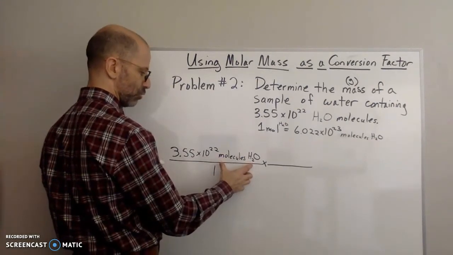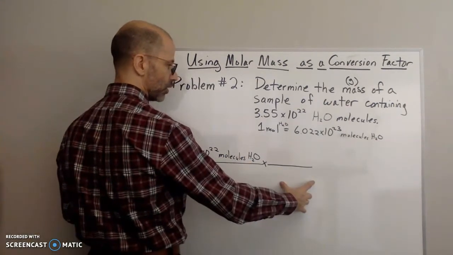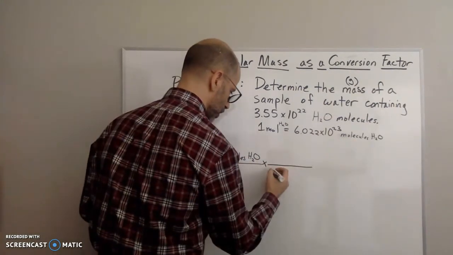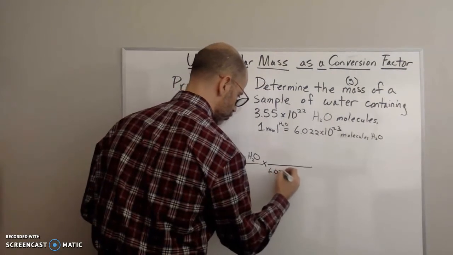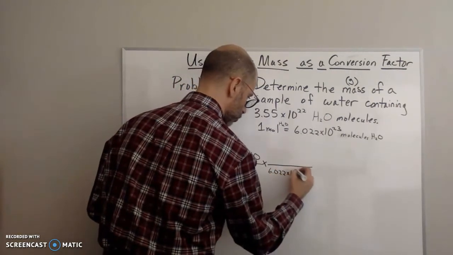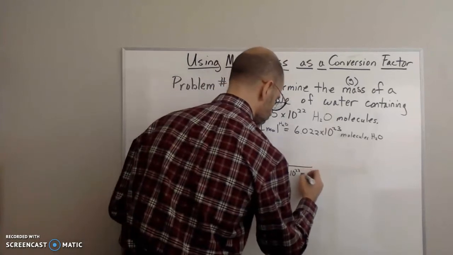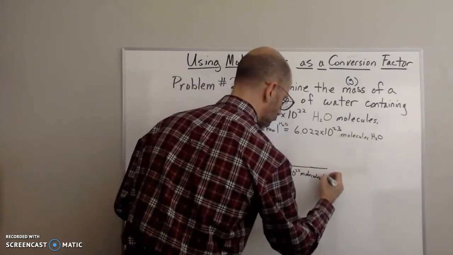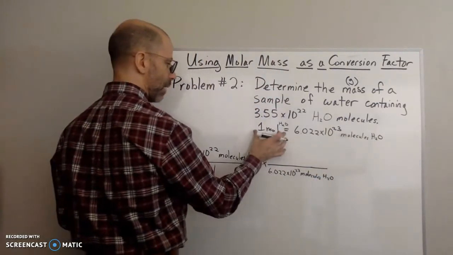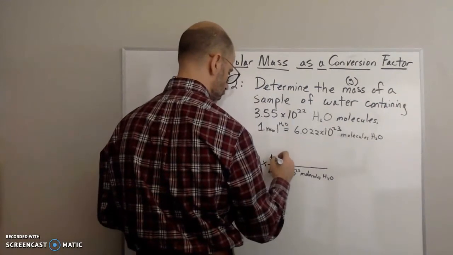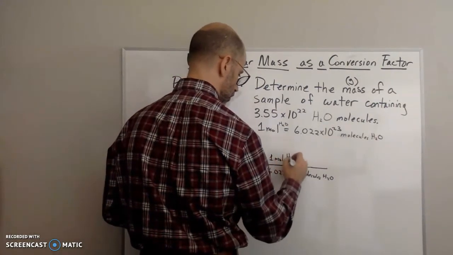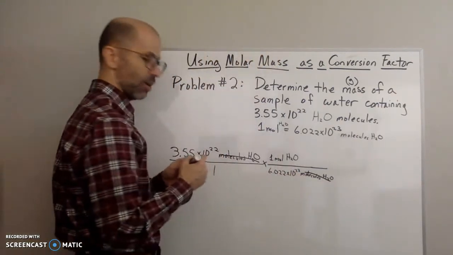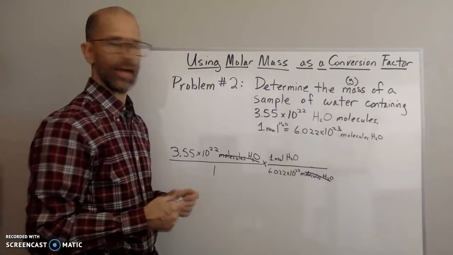So since we have molecules on the top here, we want molecules on the bottom. So we're going to put this many molecules on the bottom. So we're going to write 6.022 times 10 to the 23rd molecules of water. And then on top, we're going to put 1 mole of water, 1 mole of H2O. So now the molecules of H2O cancel out, and now we have moles on top.